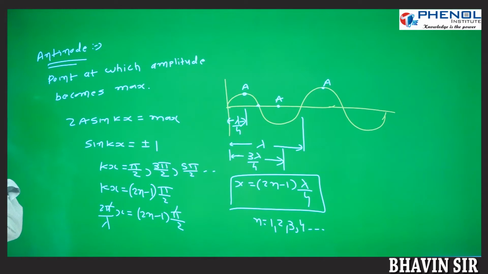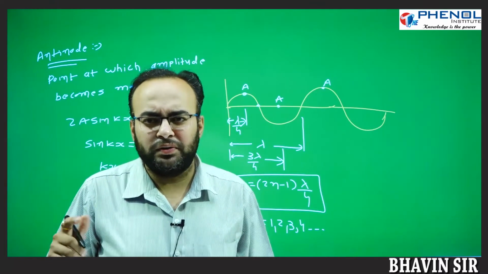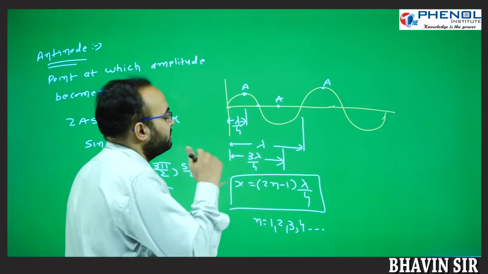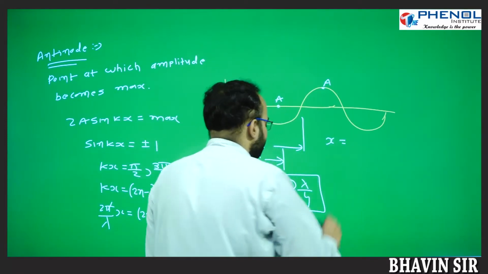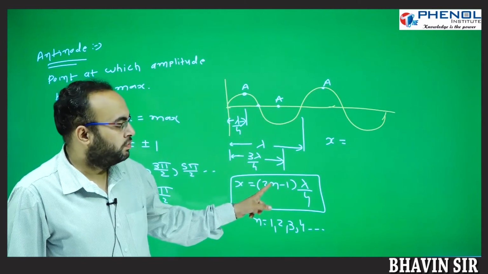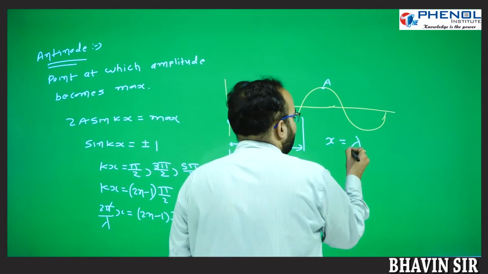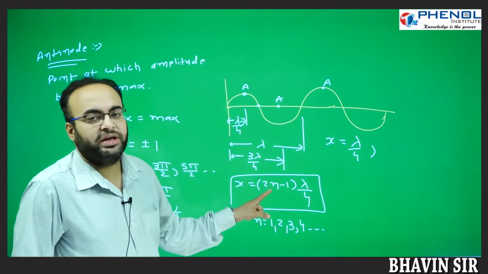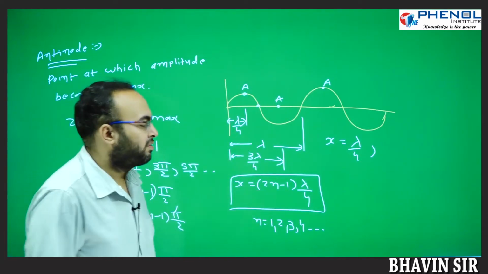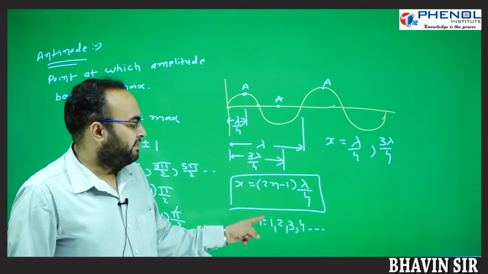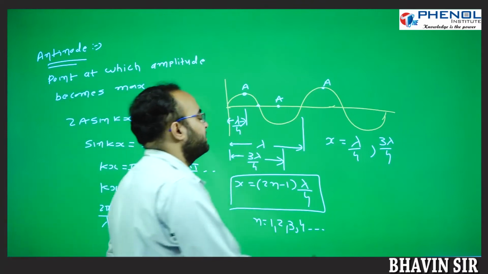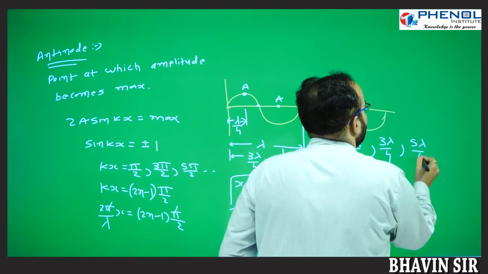These are the positions of antinodes, where the amplitude becomes maximum. Now if we place n equal to 1, then 2 minus 1 gives lambda by 4. If n equal to 2, then 2 into 2 is 4, 4 minus 1 is 3, so we get 3 lambda by 4. Then for n equal to 3, 2 into 3 is 6, 6 minus 1 is 5, so 5 lambda by 4.